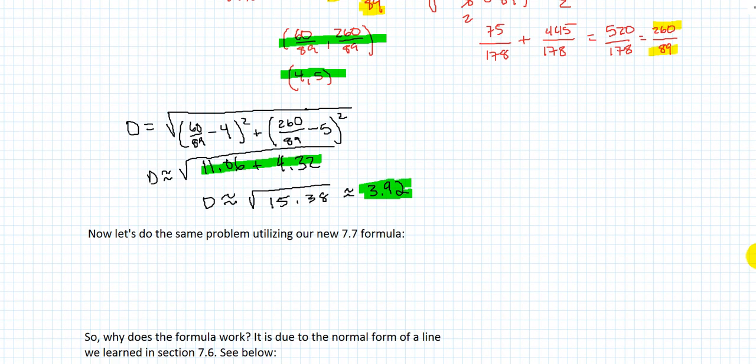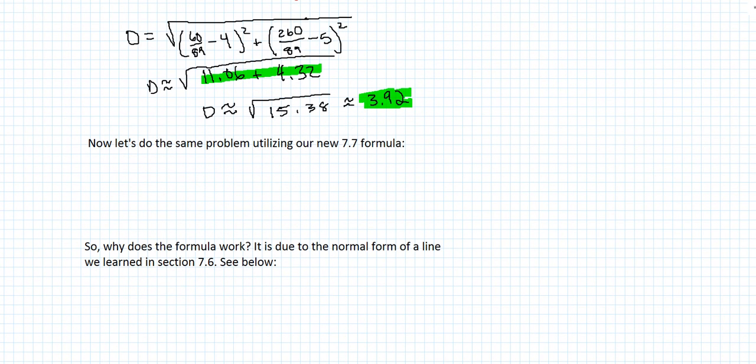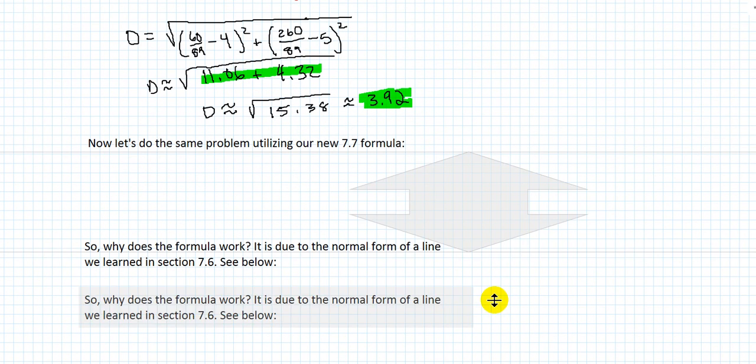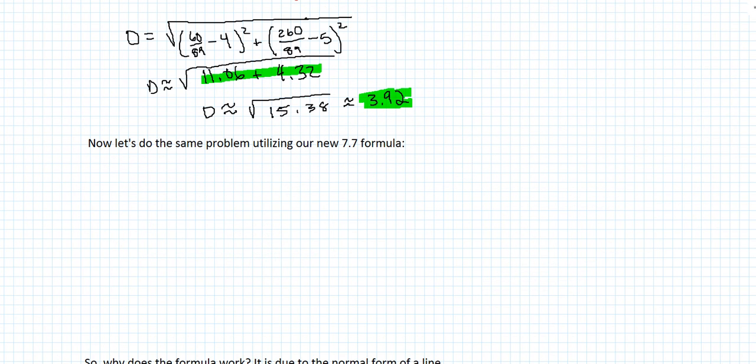And so now let's do it the easy way. We'll go ahead and use the formula to do the same problem. You could follow along in the book too, but go slow on that. Let's go step by step to make sure that we understand what's happening here. And so starting over, you have the point (4, 5), and you're given the equation of a line, 8x plus 5y equals 20.